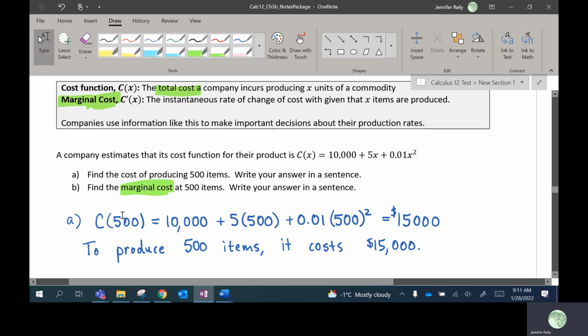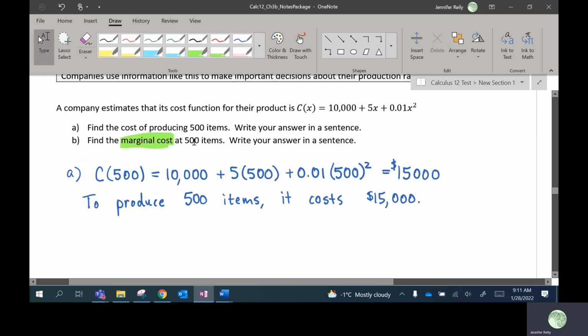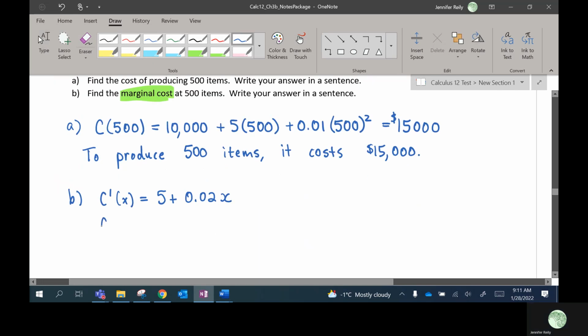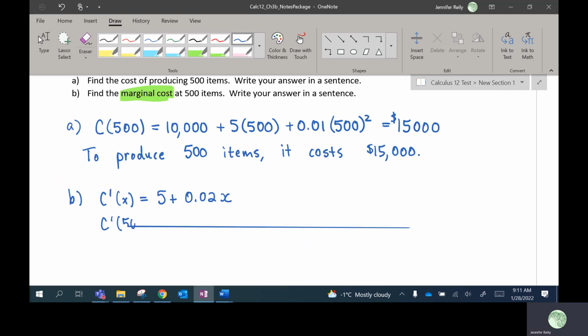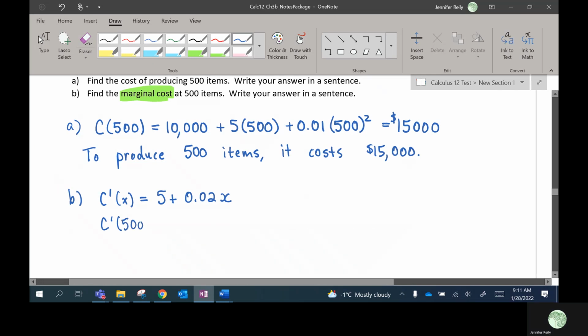There we go. Okay, now for part B, it says find the marginal cost at 500 items. Write your answer in a sentence. So for this one, first we need to find the derivative before we can plug in the x. So the derivative is just 5 plus 0.02x. And now we're going to plug in 500. 5 plus 0.02 times 500 is 15. Now we have to know the units.